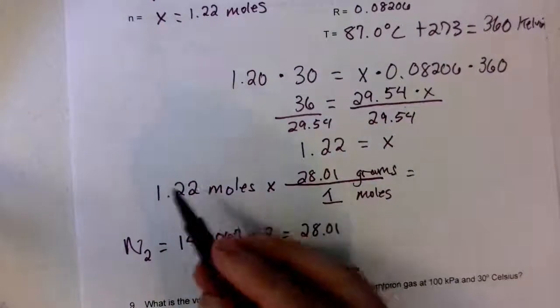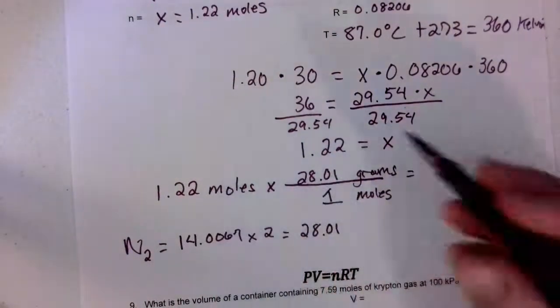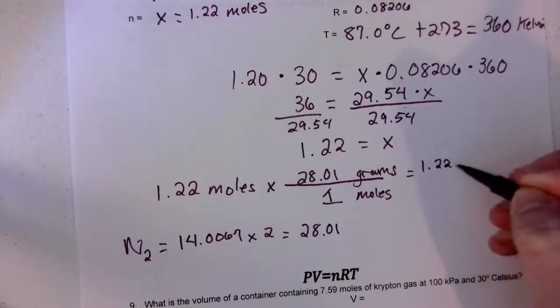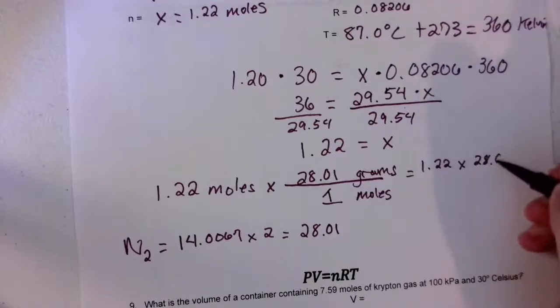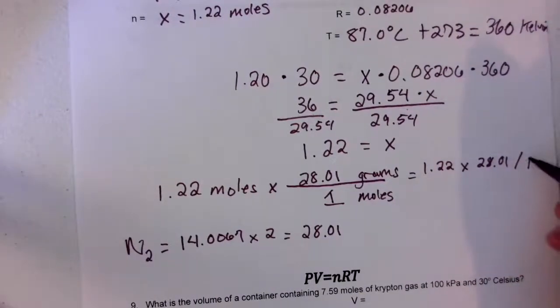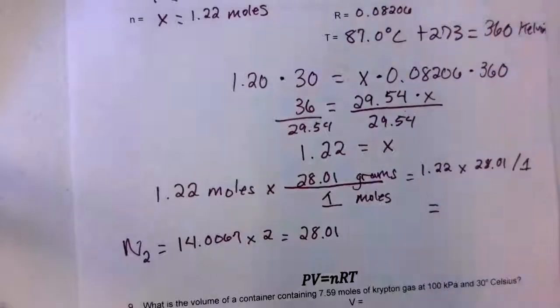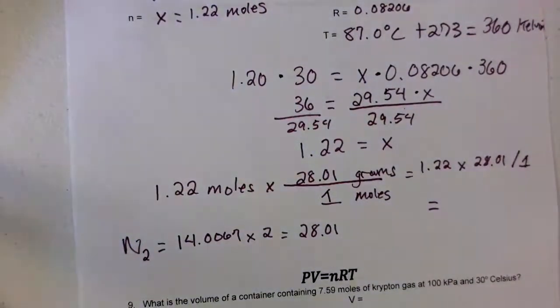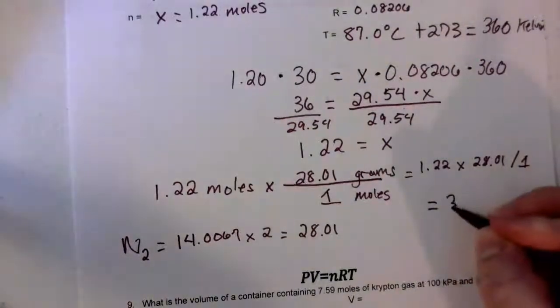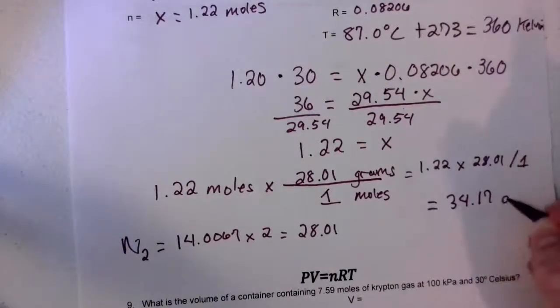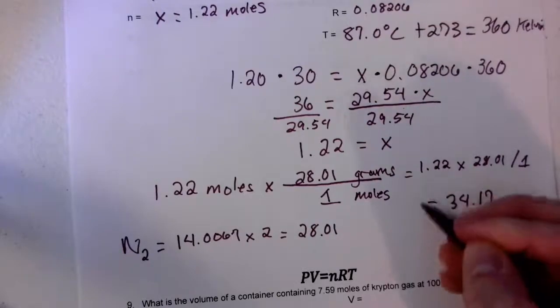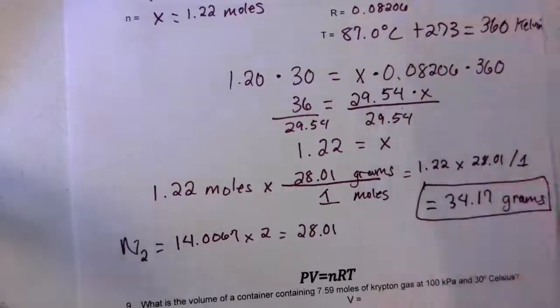So now we're going to multiply across the top and divide by the bottom. So we're going to do 1.22 times 28.01 divided by 1. Alright, so now 1.22 times 28.01, that gives us 34.17, and it's in grams. Alright, so this is actually your final answer.